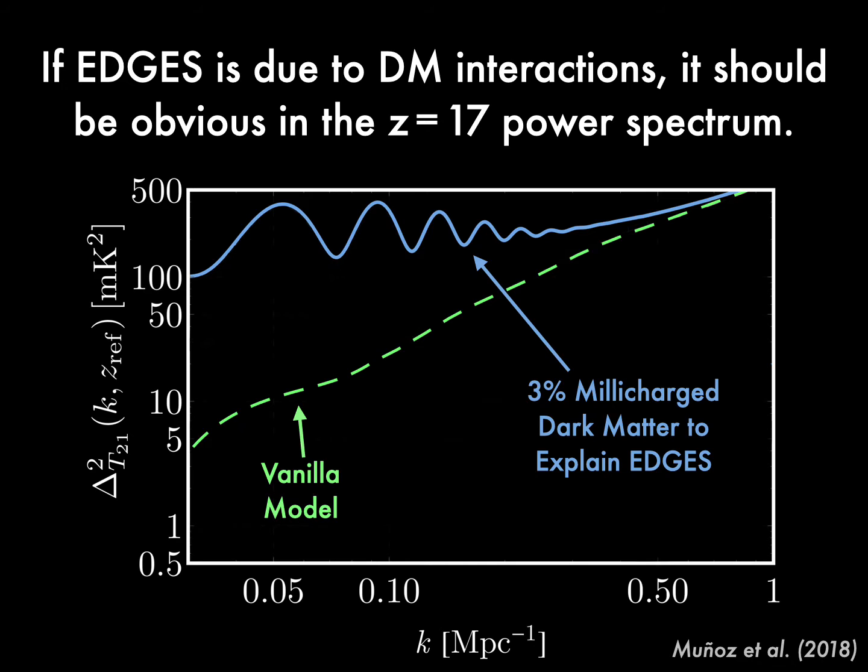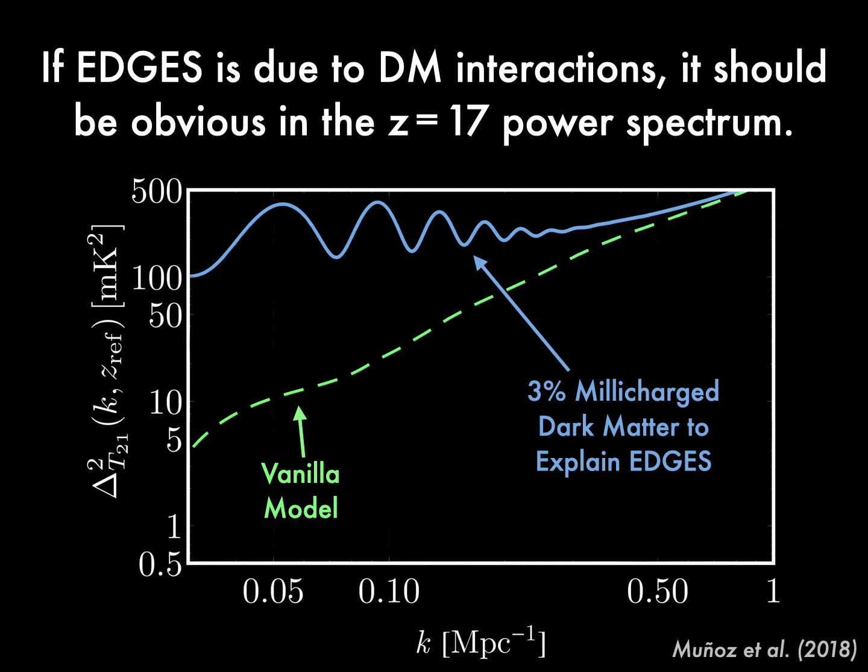So, for example, if dark matter has a small fractional charge, that should then imprint a fluctuation power spectrum due to the relative velocity of baryons and dark matter that should be really blindingly obvious in the power spectrum. So the power spectrum is a way to go at this.